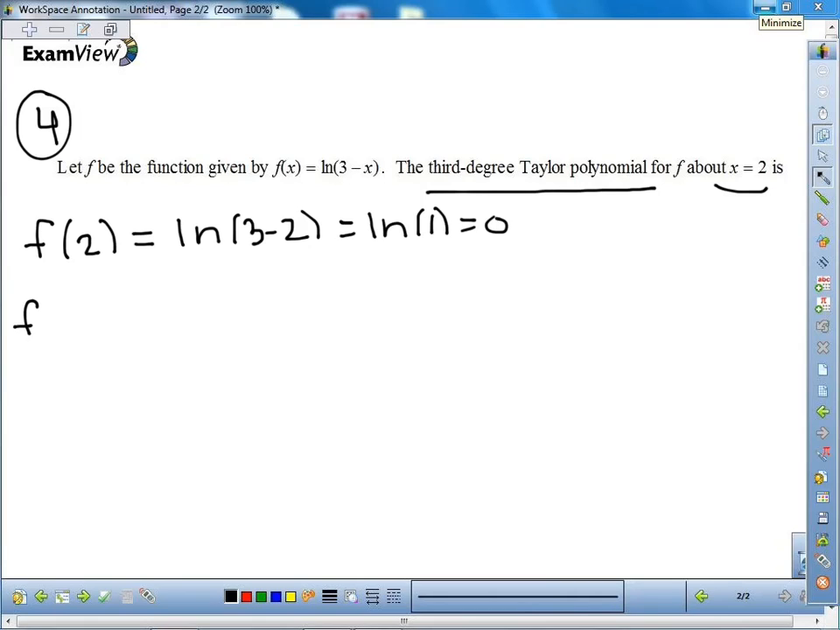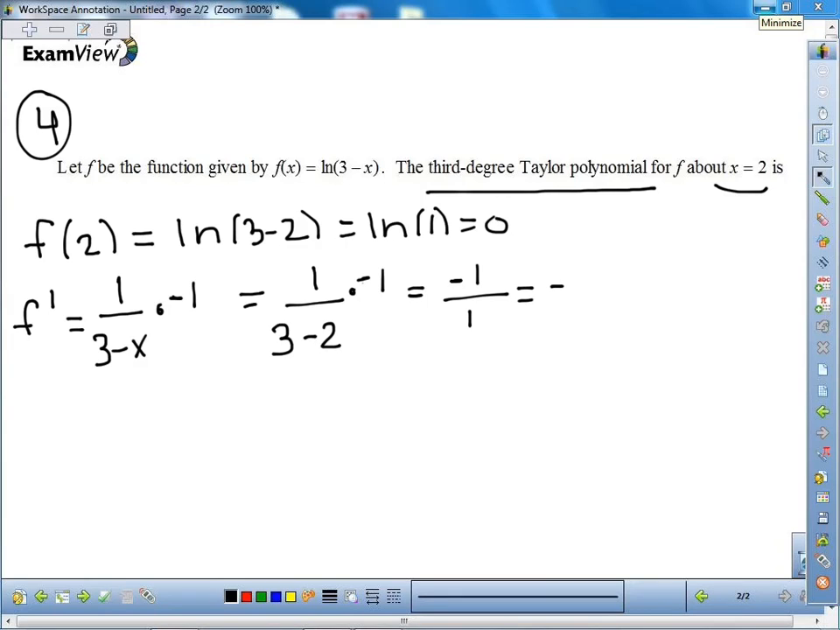Now we're going to take the derivative. The derivative of ln is going to be 1 over 3 minus x times the derivative of the inside. And when x is 2, that's going to be negative 1 over 1, or negative 1.